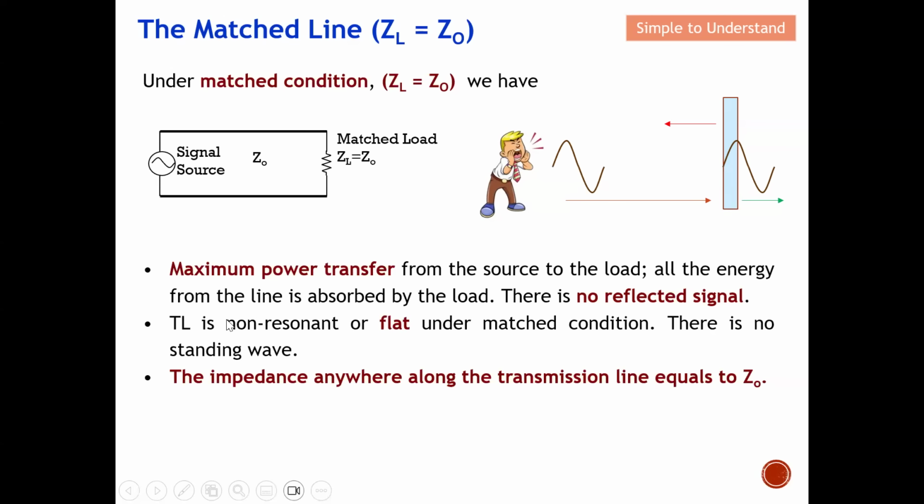The transmission line is non-resonant, or flat, under the match condition. I will explain this on my next slide. There is no standing wave. Basically they are flat, which means that the voltage and current are constant because the impedance is constant. Hence, we call this flat under the match condition. The impedance anywhere along the transmission line is equal to Z0, which means that at any point on the transmission line we have the impedance of Z0 under the match condition.